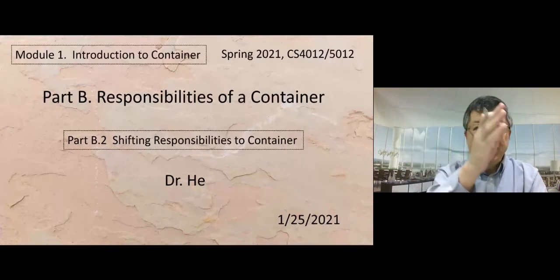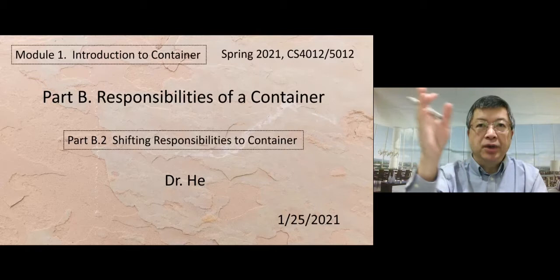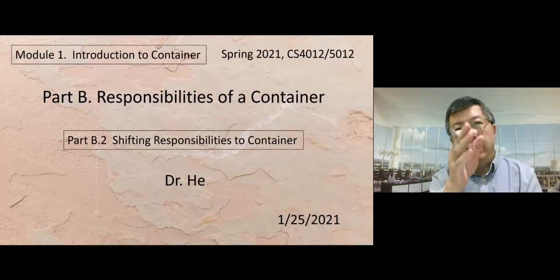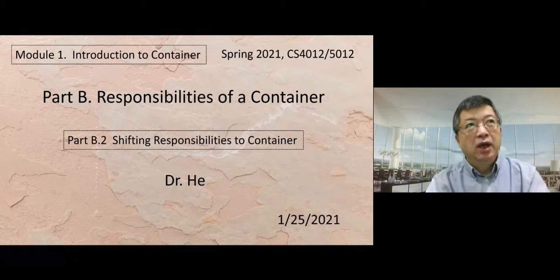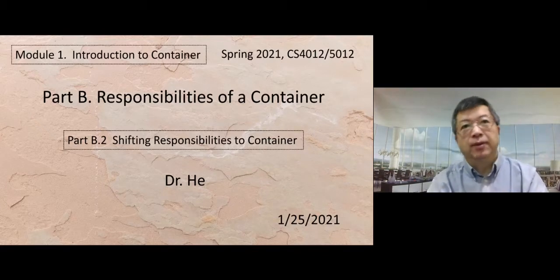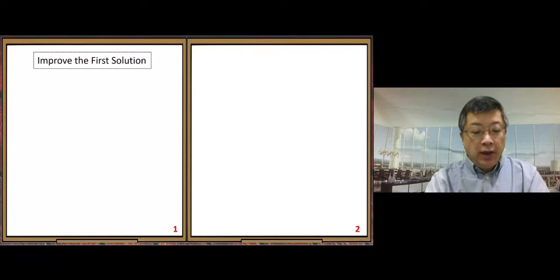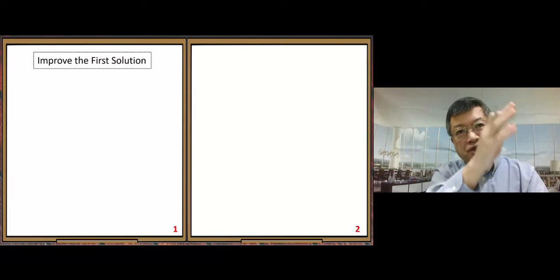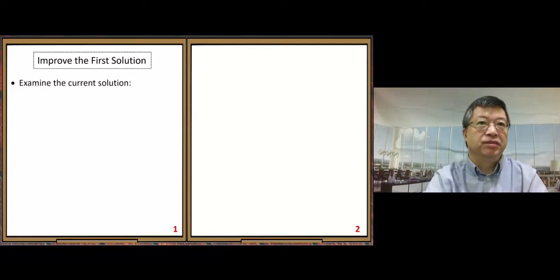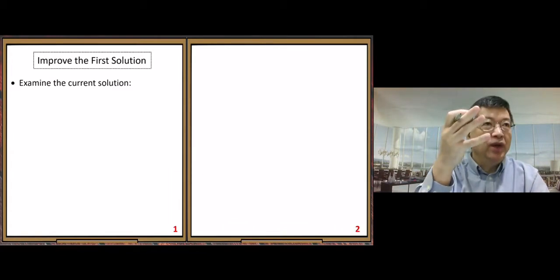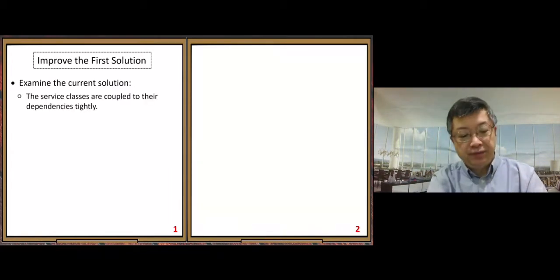Part B.2, shifting responsibilities to container. In this part, we will do the change to improve our first solution. First, let me describe the idea, how to do it. Improve the first solution. First, let us examine the current solution. Actually, we just summarize what we got from the previous video.